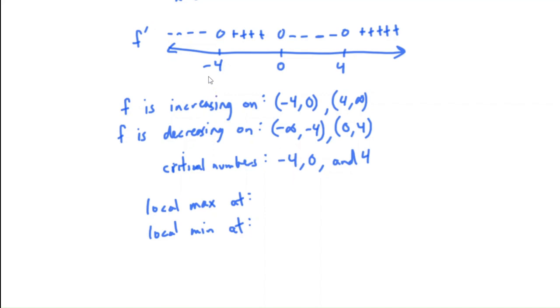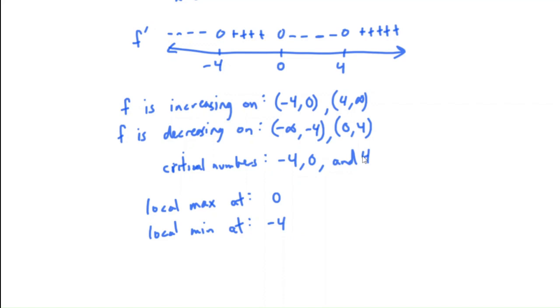So notice that at negative 4, the original function is decreasing to the left of it and increasing to the right of it. So if it's going down, then up, notice at -4 we're going to have a local min. So we have a local min at -4. At 0, the function is increasing and then decreasing, so we have a max at 0.